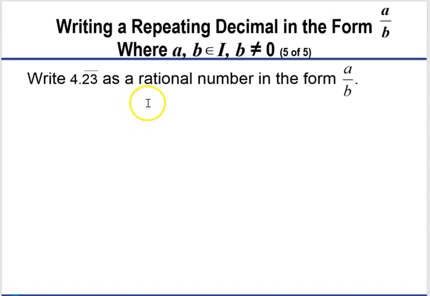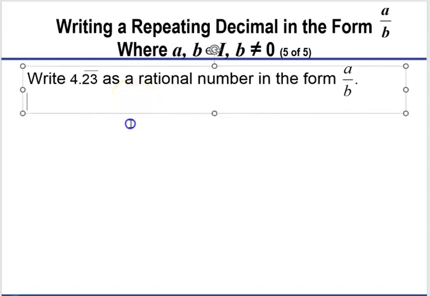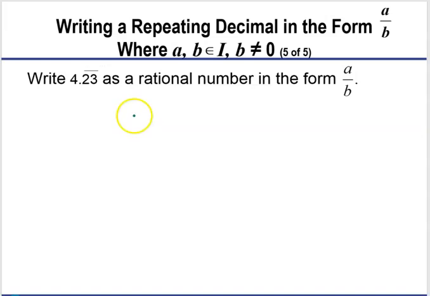So we would have x, I feel like my pen's not going to write. It's not. And I pressed it, I promise.